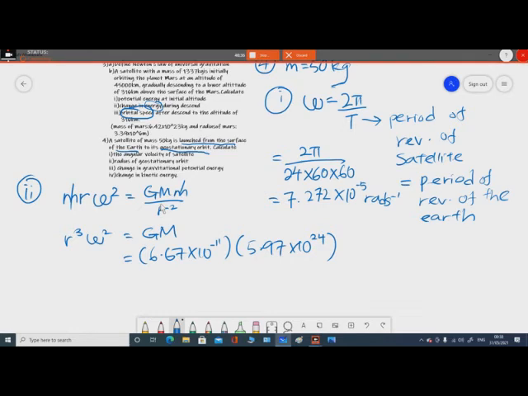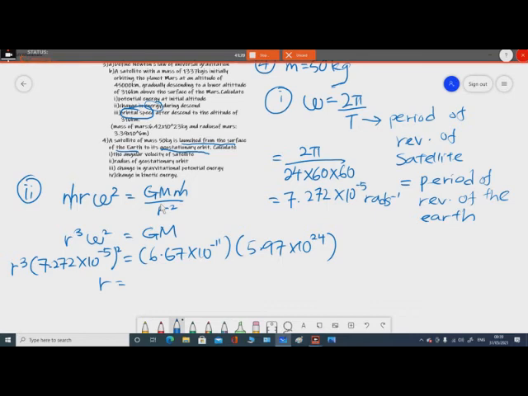Okay, so I just write this constant for the mass of the Earth. We need to find the radius, so the radius will be our unknown. The angular velocity we found just now is 7.272 times 10 to the power of negative 5 squared. So the answer is 5.97 times 10 to the power of 24 divided by 7.272 times 10 to the power of negative 5 squared.